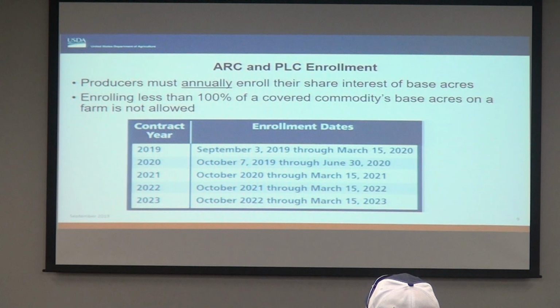And the enrollment dates, this year we started September the 3rd. That's for 2019 enrollment. And then 2020, we're supposed to start yesterday, October the 7th. And the 2019 enrollment period will end March 15th of 2020. And then the 2020 enrollment will end next June. And so thereafter, every year, the sign-up is going to start in October and it's going to end March 15th of the following year.